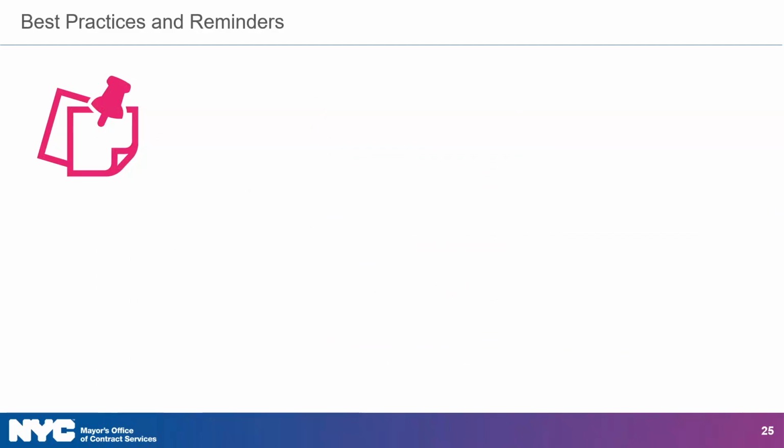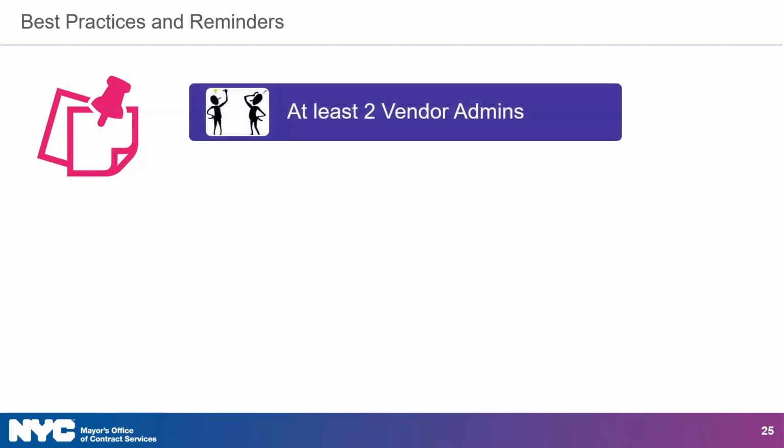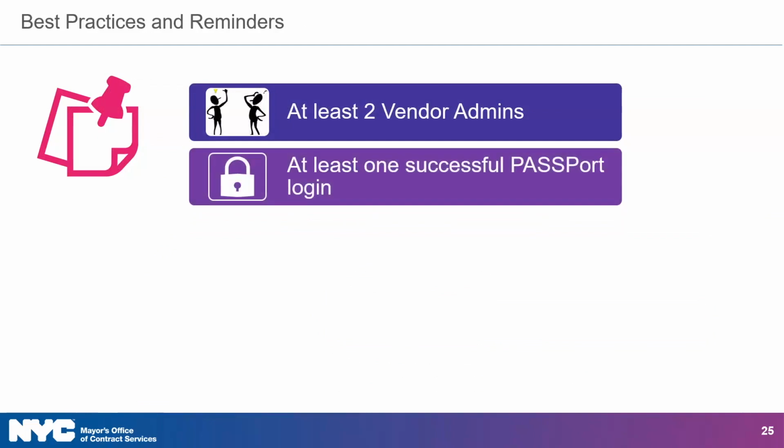So here are some best practices and reminders for assigning and managing user roles. MOCS recommends that the original vendor admin assign at least one other contact the vendor admin role to prevent account access issues. Each contact should successfully log into Passport at least once before trying to work within it. This helps to make sure that the information within Passport is correct.